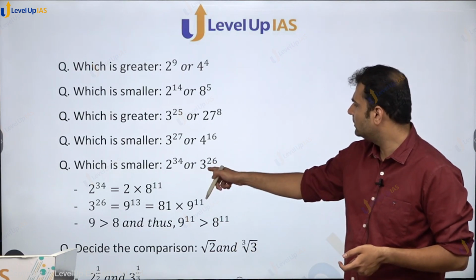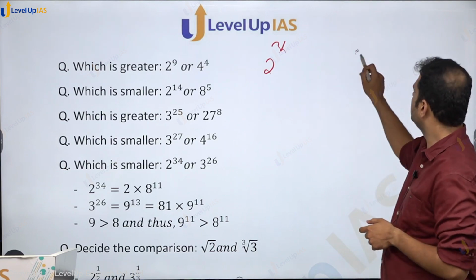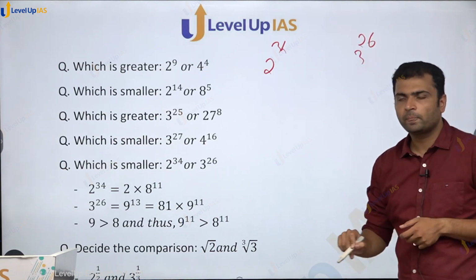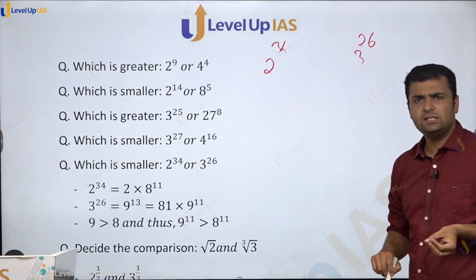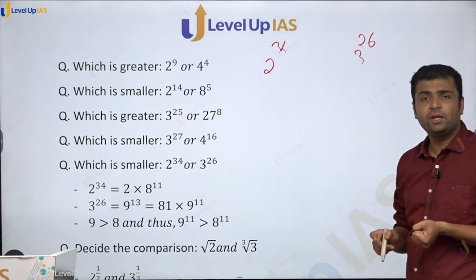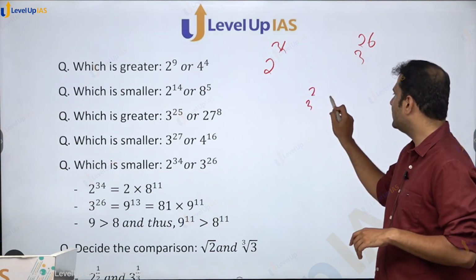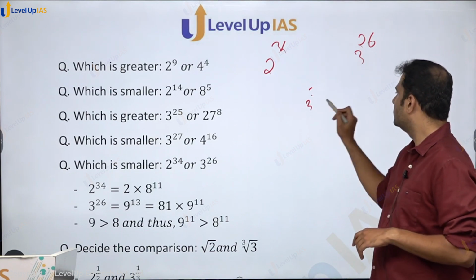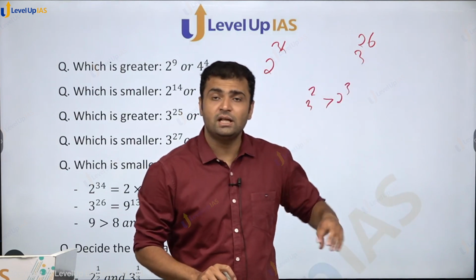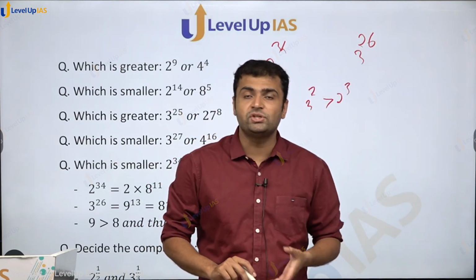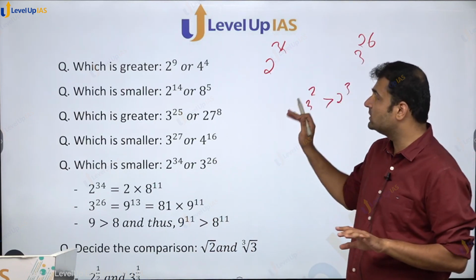We have seen this. Let us look at this: 2 raised to 34 and 3 raised to 26. Fine. Again, my initial hunch is that powers of 3 increase very, very quickly. So this could be bigger. So I'll start with 3 square greater than 2 cube. If this also turns out wrong, then I'll start in reverse. I'll take a known power of 2 which is bigger than a known power of 3. My initial hunch could be wrong. That is very much possible because this is a hunch.